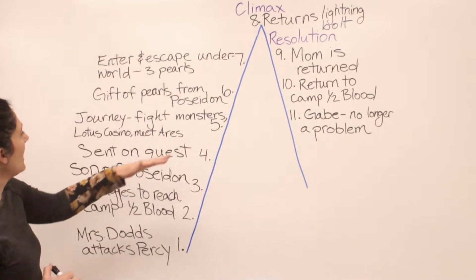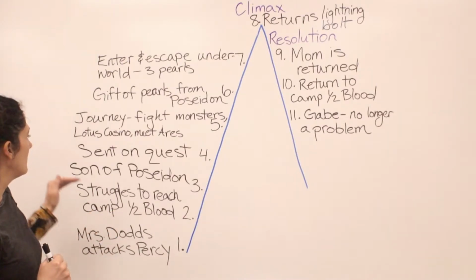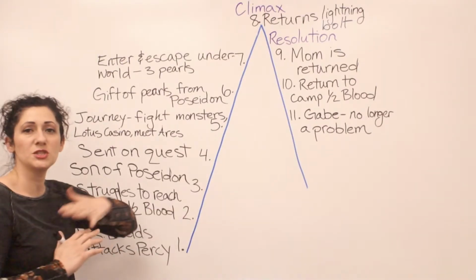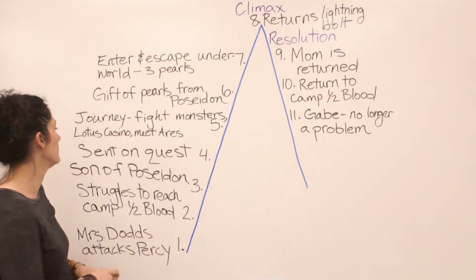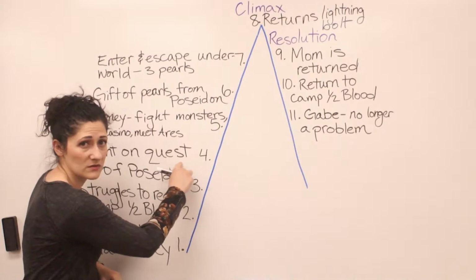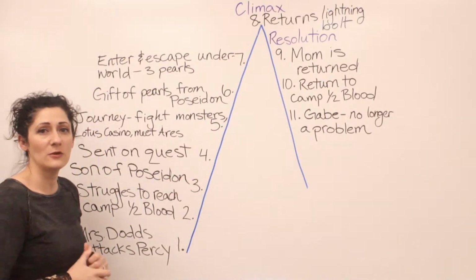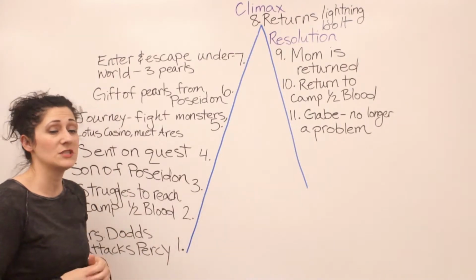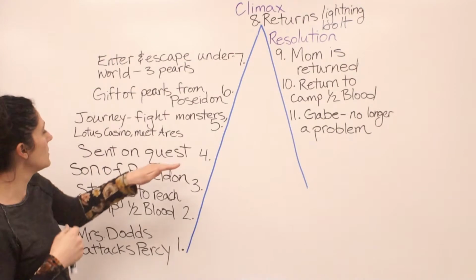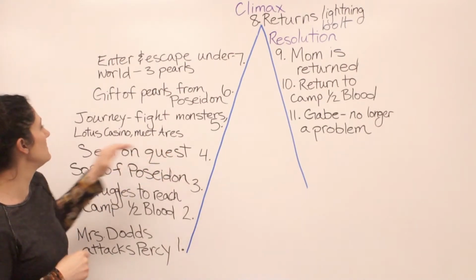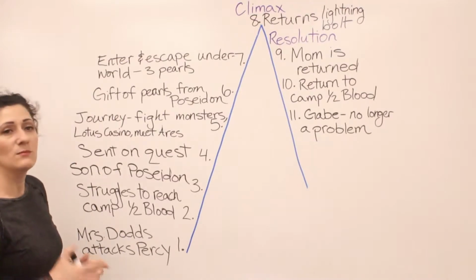So number 5, next on our list, is his journey. He is actually off on his quest. He's journeying across the country. And he also meets the Oracle when he's sent on his quest. And she gives him some foreshadowing, and us, the readers, some foreshadowing on the events that are going to unfold in the future.